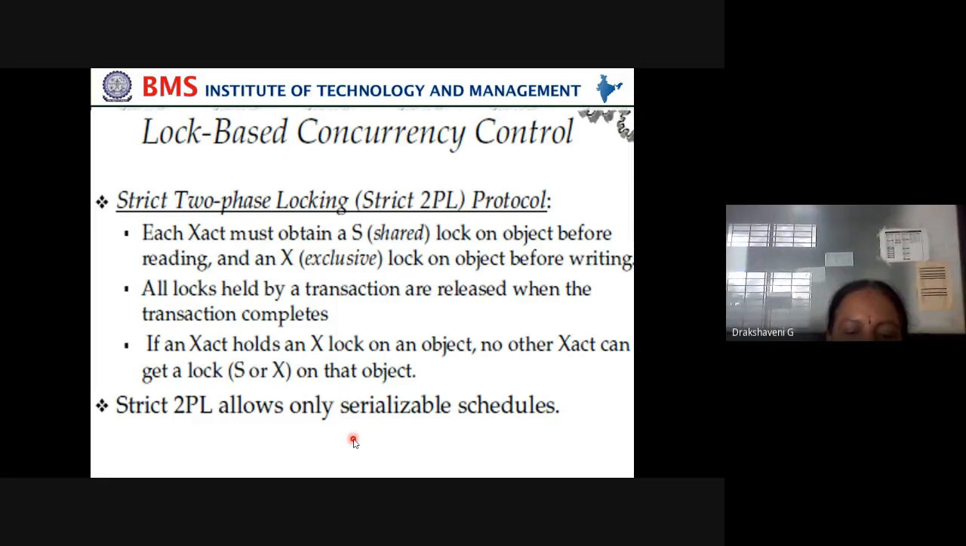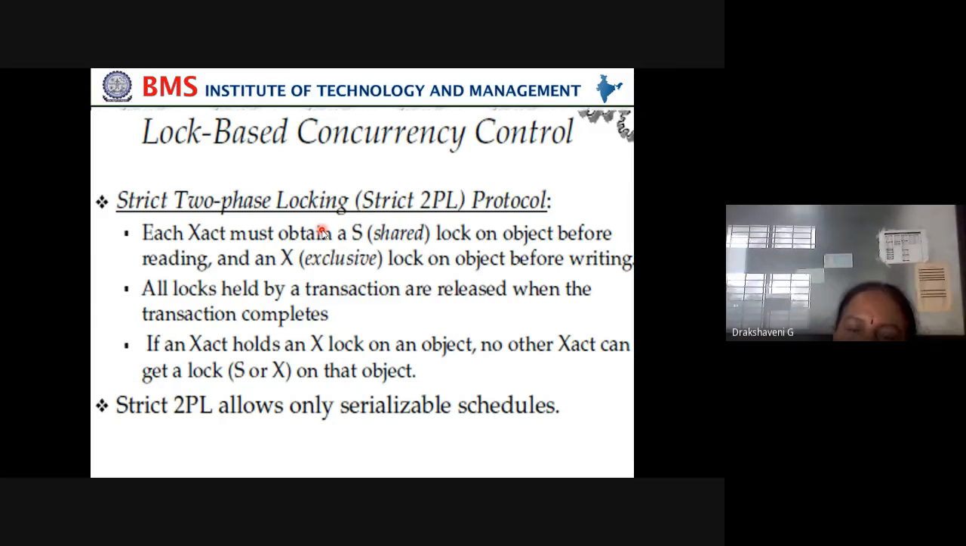So serializable schedule means one after the other only should be allowed, where the lock based concurrency control allows this. 2PL locking will be allowed in which type of transactions? In the type of serializable scheduling. What is serializable scheduling? Serializable means what? One after the other. First one should execute, next is the next person, next is the next person, like this, one after the other. Such a type of thing we are calling a serializable schedule.